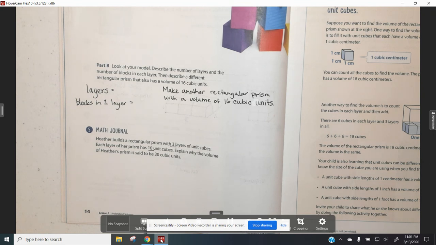And with that, the time is yours. You can go ahead and complete your math independent practice now.